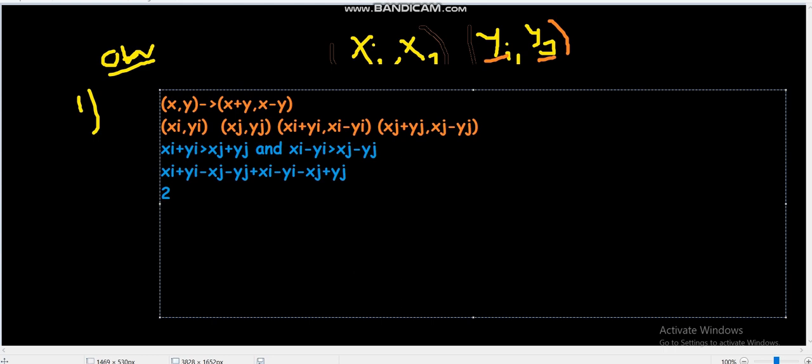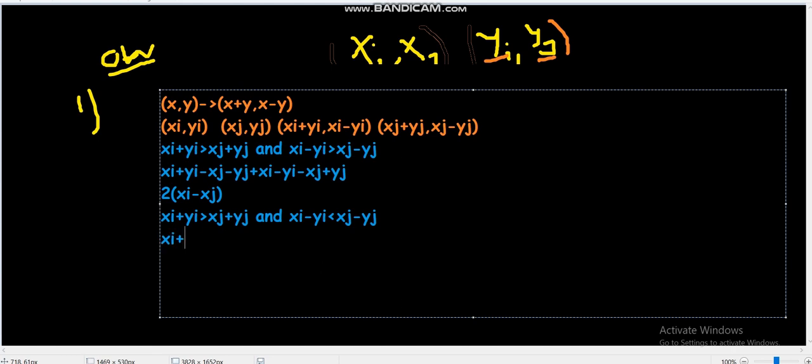So the sum will be nothing but 2 into xi minus xj. Okay. Now let's take another case. Let's take one case when xi plus yi is greater than xj plus yj, but the second condition is reversed. So let's say xi minus yi is less than xj minus yj. So then what will be the value of the distance?